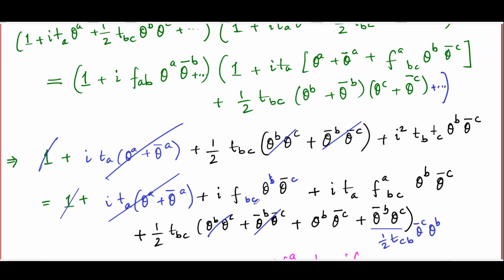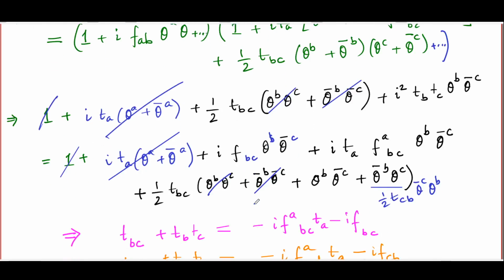And now we can immediately read off the relationship, which is TBC, coming from the two half TBCs, plus TBTC, which is just this brought to the other side, is equal to minus IFBC minus IFABC times TA. In fact, this term is exactly what we had earlier. Because of the projective nature of the representation, you now have an additional term, which is essentially minus IFBC times the identity operator.